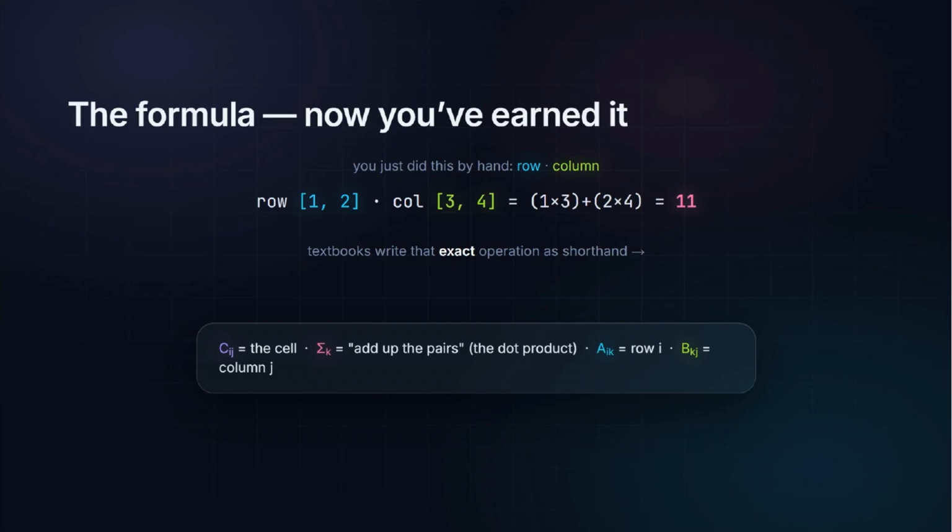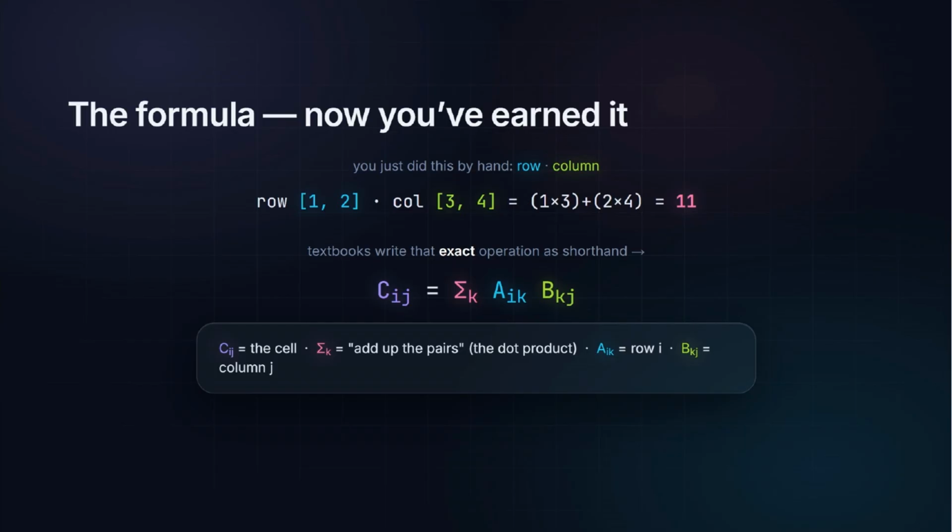Textbooks write that exact operation as a piece of shorthand. Cij equals the sum over k of aik times bkj. And here's the secret to never fearing it. Every symbol maps to the picture you just drew. Cij is the cell you're filling. The big sigma just means add up the pairs. That is the dot product.